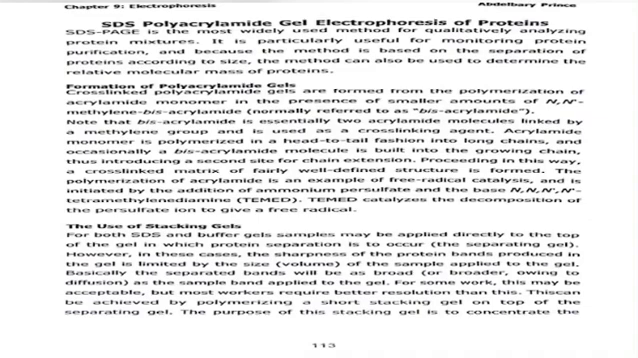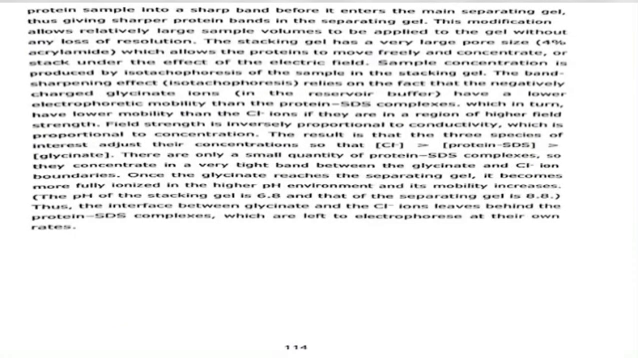For some work, this may be acceptable, but most workers require better resolution than this. This can be achieved by polymerizing a short stacking gel on top of the separating gel. The purpose of this stacking gel is to concentrate the protein sample into a sharp band before it enters the main separating gel, thus giving sharper protein bands in the separating gel. This modification allows relatively large sample volumes to be applied to the gel without any loss of resolution.